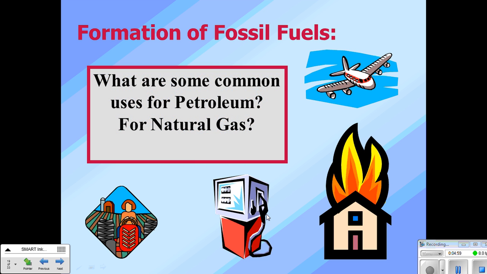And then the formation of fossil fuels. What are some common uses for petroleum or for natural gas? Got all these pictures here to help give you some hints.